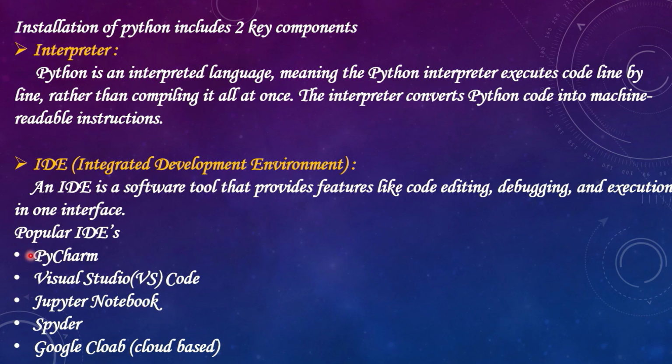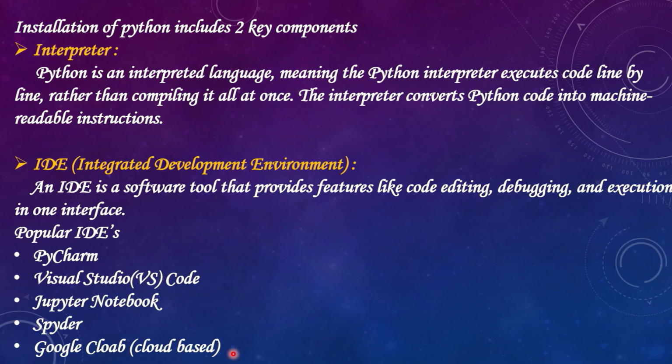The first four IDEs we can install on our system, but the last IDE is available online only. If you don't want to install any IDE on your machine, then you can go for the online available IDE, which is Google Colab. So this is all about IDEs.